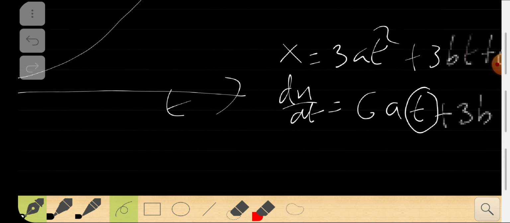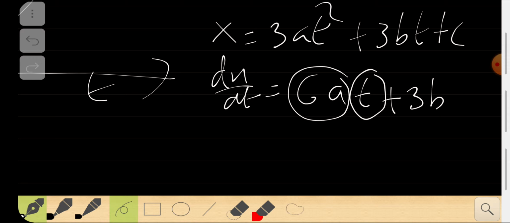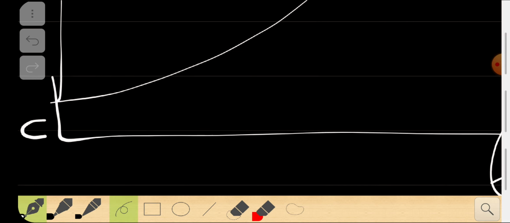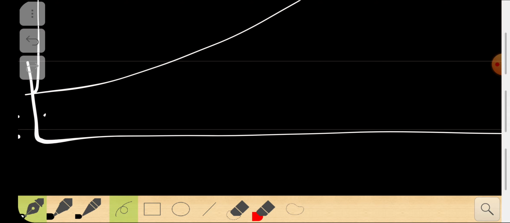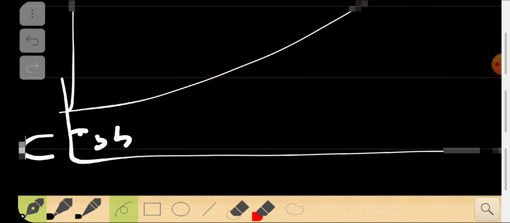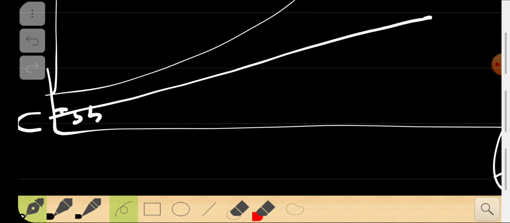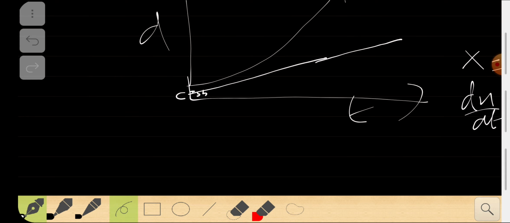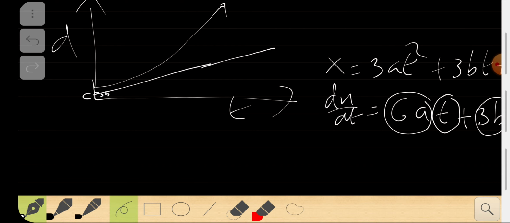So the slope of that line is 2a and the starting point is b, so it will be somewhere down below, where b is here. This is b, and it will be a straight line like that. So that will be the slope of the curve of this displacement versus time graph, and that slope is called the velocity graph.